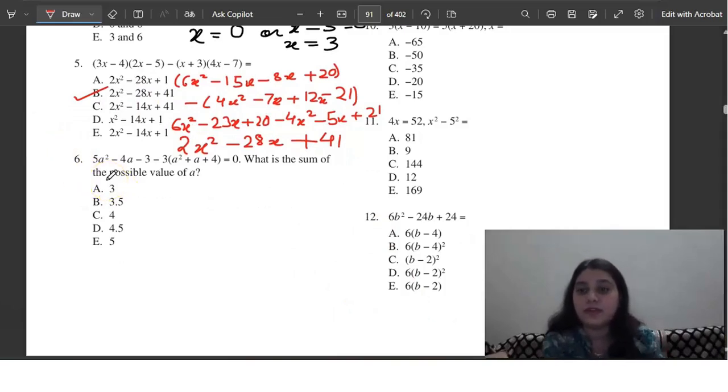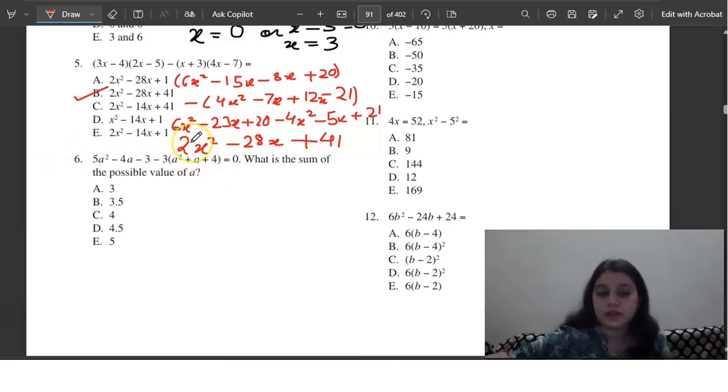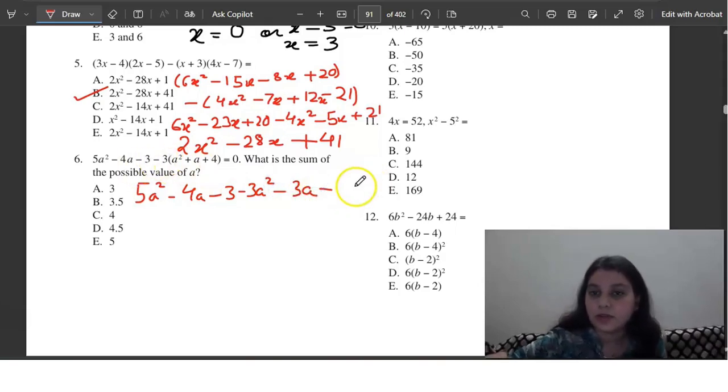What is the sum of the possible values of A? We are given an equation. You have to find the sum of all the possible values of A. That's pretty simple. First, we'll simplify this whole equation. We'll open this up. So we have 5A square minus 4a minus 3. Now we'll multiply this minus 3 inside. So minus 3a square minus 3a and minus 12 is equal to 0.